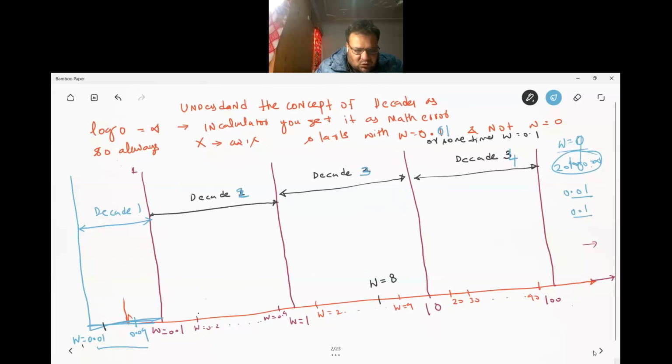If you see from 0.01, the movement is 0.02 up to 0.09 to 0.1. So this is one decade here. Same way, from 0.01 to 1 there is a decade, 1 to 10 there is a decade, 10 to 100 there is a decade, and 100 to 1000 there would be a fourth decade. As I've already mentioned, log 0 is equal to infinity. In a calculator, if you put log 0, it will give you a math error because it can't compute it.